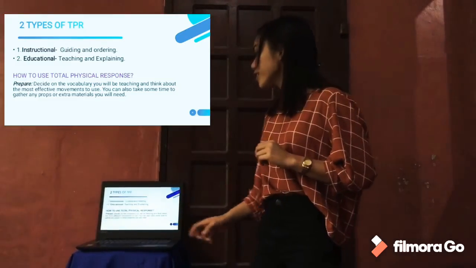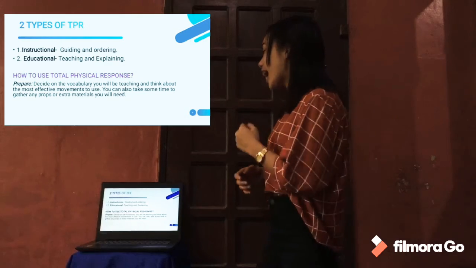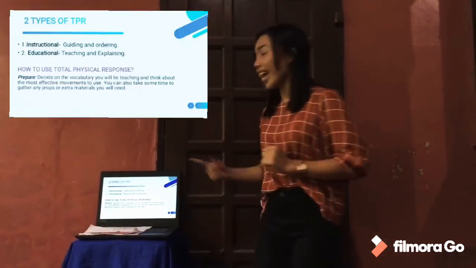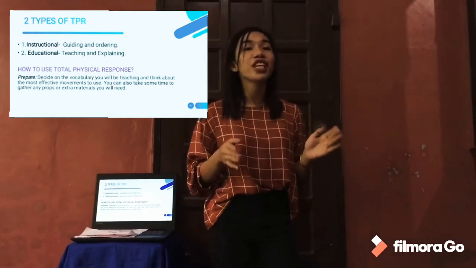So here we have two kinds of TPR. First is the instructional. It is the guiding and ordering. Here, we need to use gestures or any hand gestures to make our students understand what are the instructions that we give to them. Just like, for example, can you circle this answer? Another example, draw a line. Draw a line. The second one is the educational. It is the teaching and explaining.